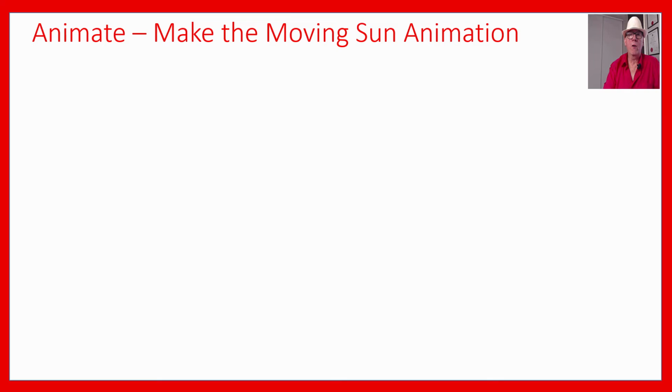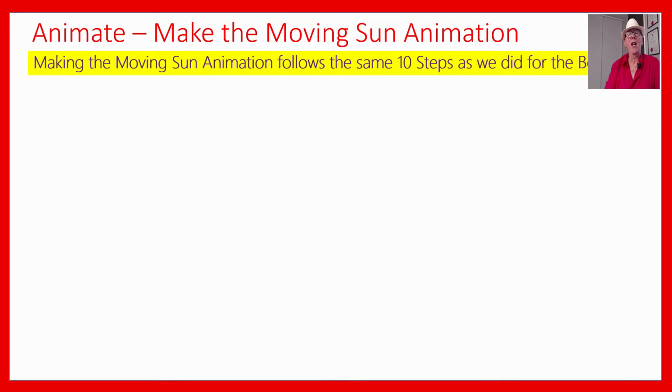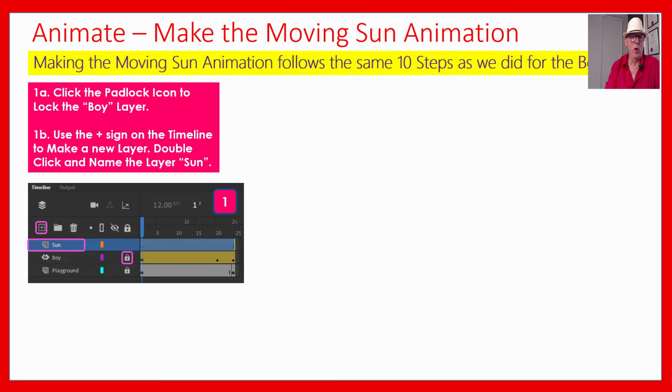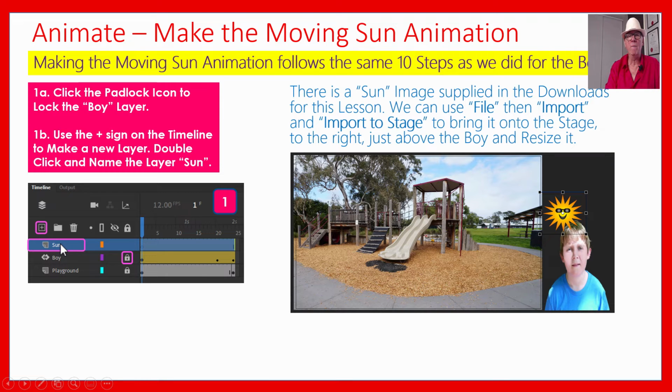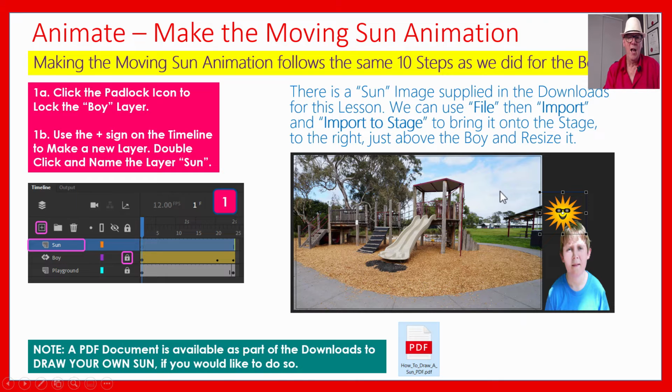Okay, so welcome back. And now we're going to make the moving sun. This is just the same as what we did for the boy. So if you've got a good memory, it'll be quick to do. We make a new layer called sun. There's a sun supplied in the downloads file. So we just do file, import to stage, bring that sun in, move it across to here, resize it so it's about this big, just above the boy's head, and make sure it's off the stage area over here when you do that.